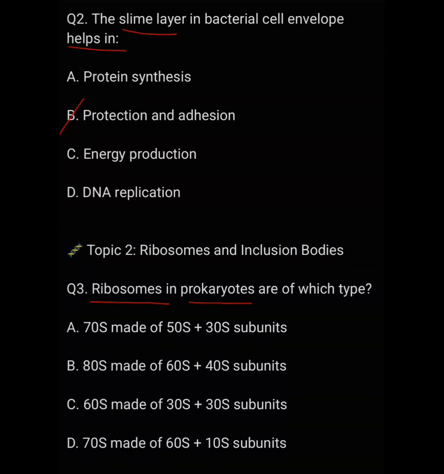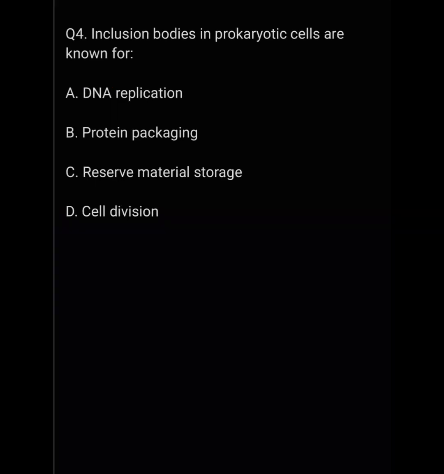Question 3. Ribosomes in prokaryotes are of which type? We all know that prokaryotic ribosomes are 70S, which is made up of two subunits, 50S and 30S. Eukaryotic ribosomes are 80S, consisting of 60S and 40S. Option A. Fourth question. Inclusion bodies in prokaryotic cells are also known as.